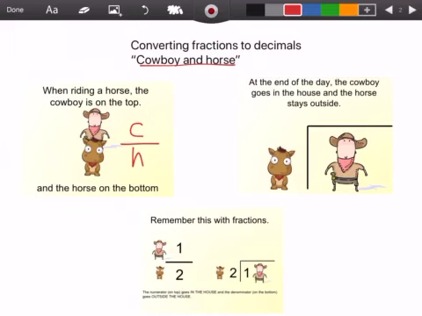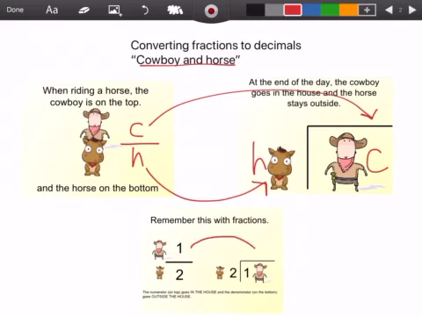At the end of the day, the cowboy goes in the house and the horse stays outside. So that means that your numerator goes in the house and your denominator stays outside. So the denominator is the divisor and the numerator is your dividend. Okay, so you remember this with fractions. You're going to take your numerator, so 1/2, 1 goes in the house and 2 stays outside.